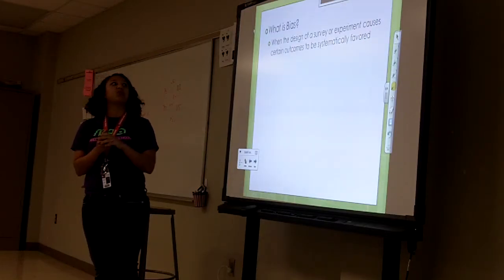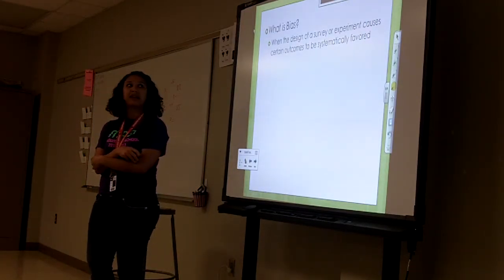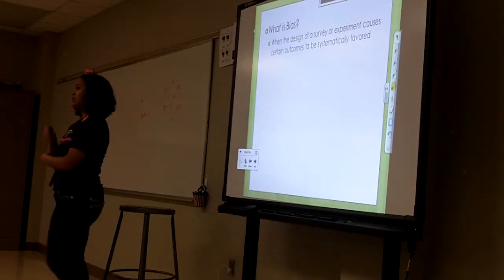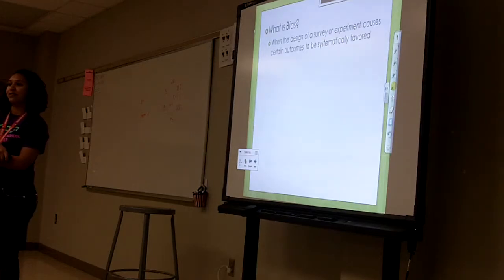What is bias? When the design of a survey or experiment causes certain outcomes to be systematically favored. That's the definition of bias. Would we have to define that? I don't think so, but I think you guys can come up with your own definition.